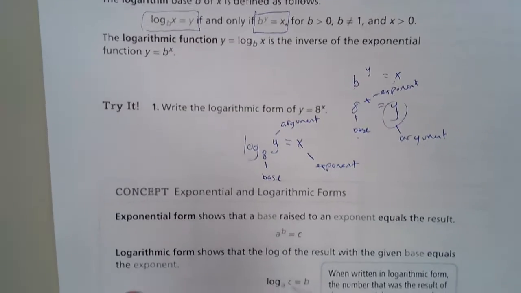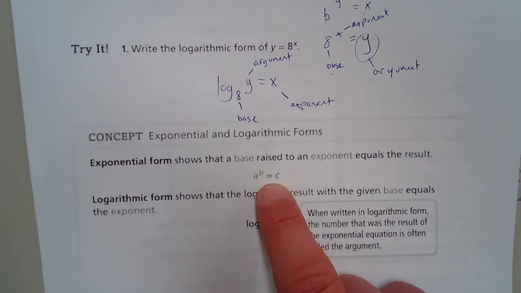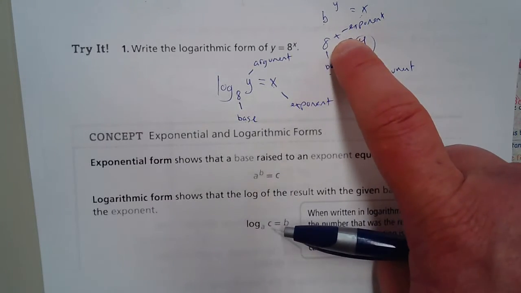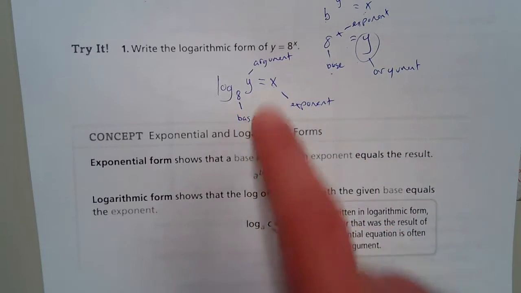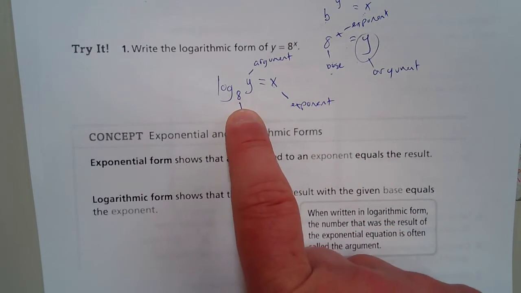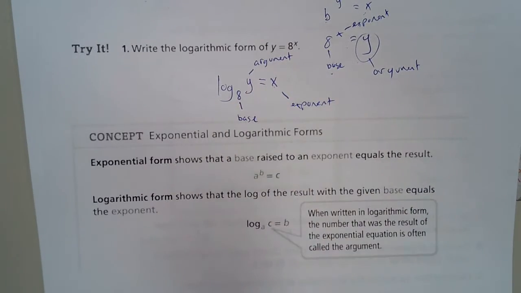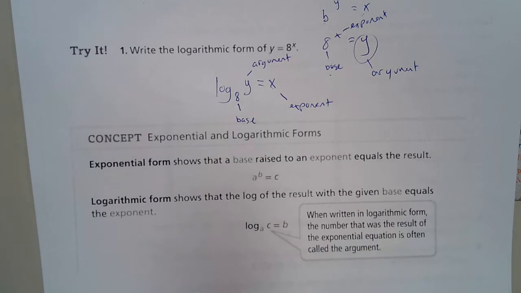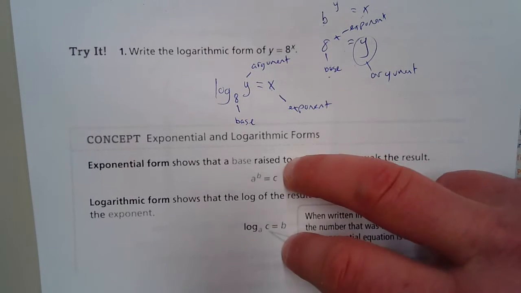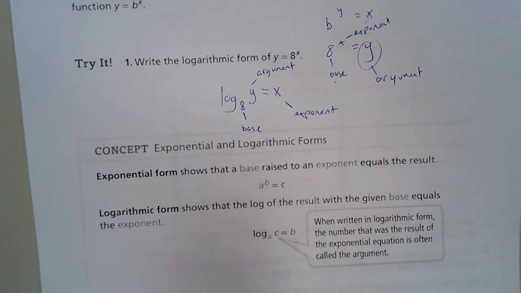Because of this, we have what we call two different forms. You have exponential form, which is what we had right here. 8 to the x equals y is the exponential form of the problem. You have this, which is the logarithmic form. Log base 8 of y is x. These are equivalent. So these are just two different ways of writing the same thing. Just like how you can write a linear equation in point-slope form or slope-intercept form or whatever, these are equivalent forms of the same thing, okay?